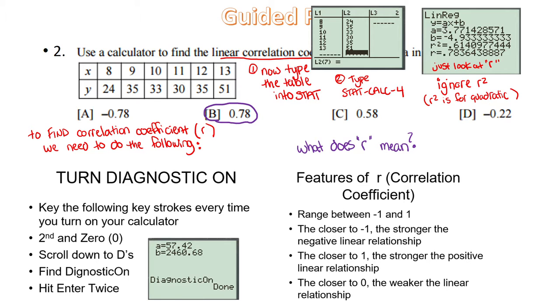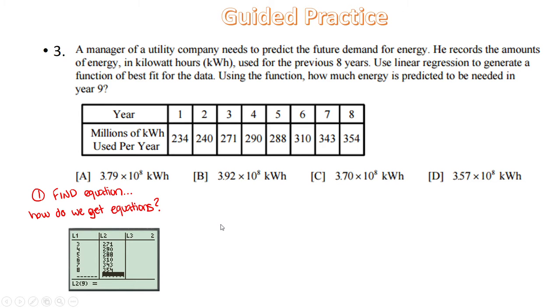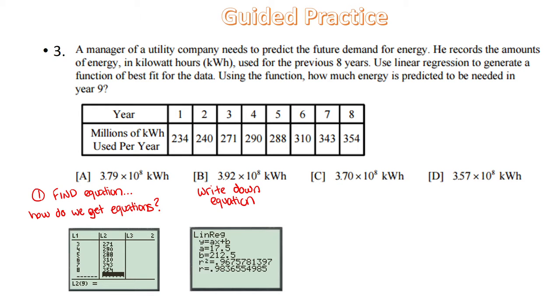All right, moving on. Number 3. So this time, the last sentence says, using a function, how much energy is predicted to be needed in year 9? So again, we're predicting values, so we have to go through our 4 steps. First step, put this into stats, like this. Second step, stat calc 4 and write down our equation.